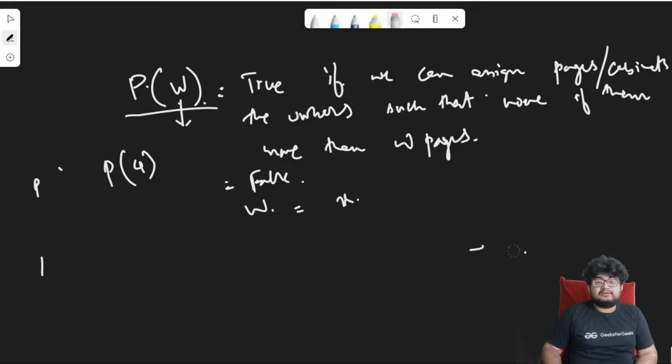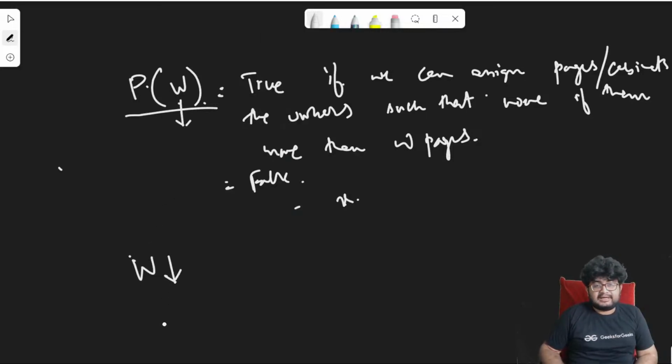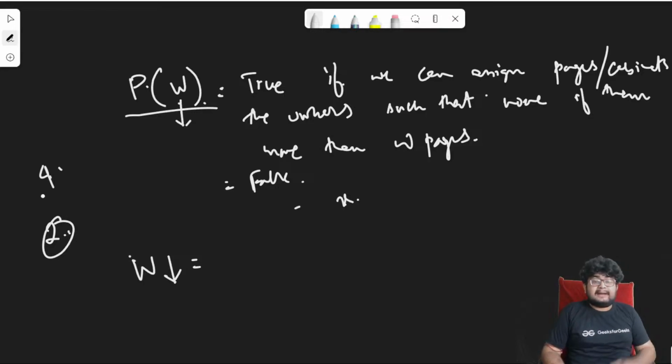What happens when W decreases? The number of workers, just think about this. What happens when W decreases? Each worker sees fewer pages now. Like let's say initially they were seeing at max 4 pages. Now they are seeing at max 2 pages. So the number of pages each worker sees is decreasing. So the number of workers will increase.